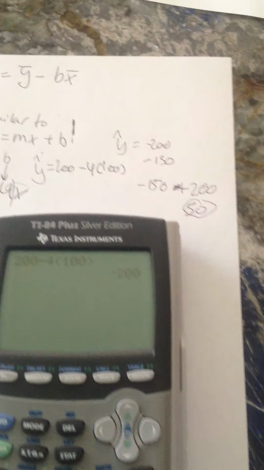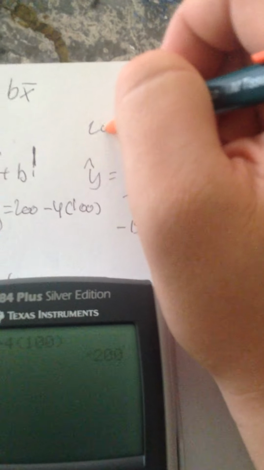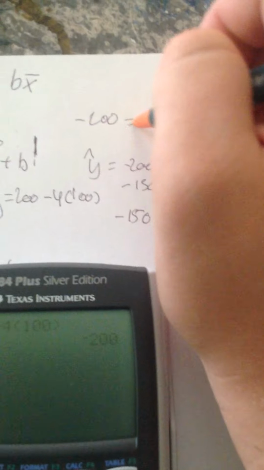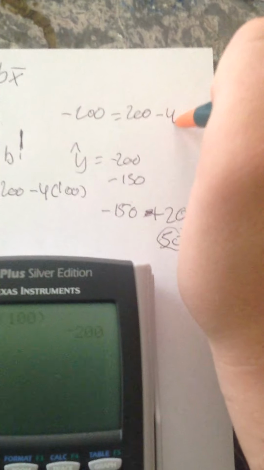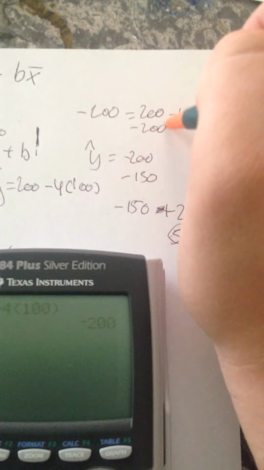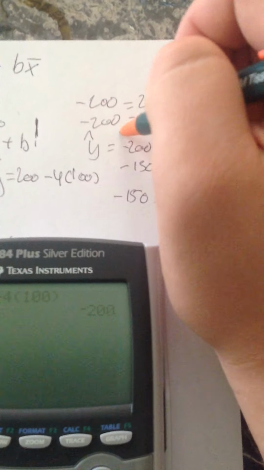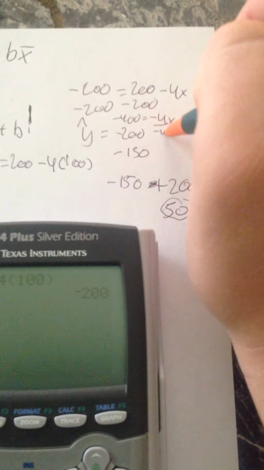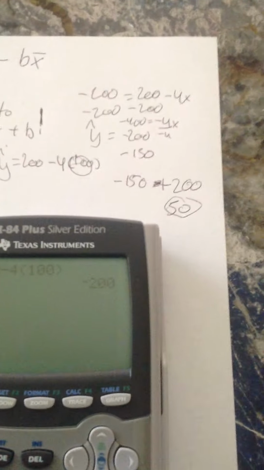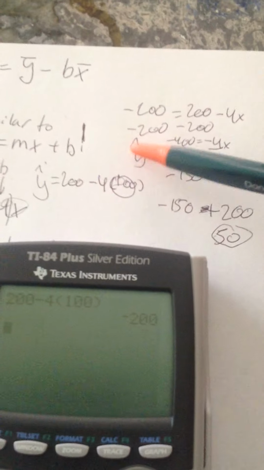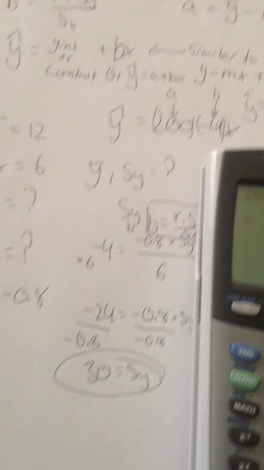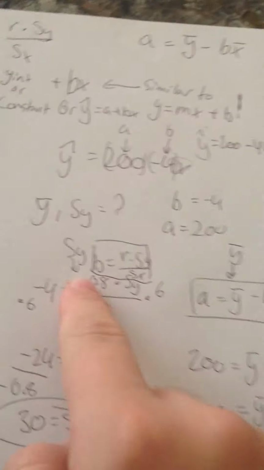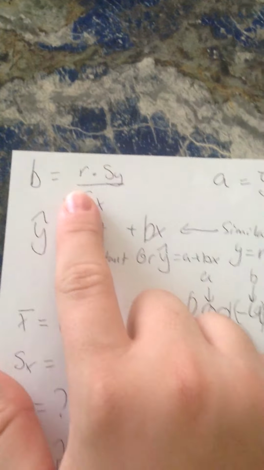Say you're given y hat as negative 200. Write it down: negative 200 equals 200 minus 4x. Subtract 200 again. You get negative 400 equals negative 4x, divided by negative 4. Guess what? Just got 100 again. Just remember, this is algebra. Plug, multiply, divide, subtract, add, do whatever you need to do. Remember, the discriminant is actual minus predicted. Formulas, memorize them. I don't know if we're going to get them on a test.